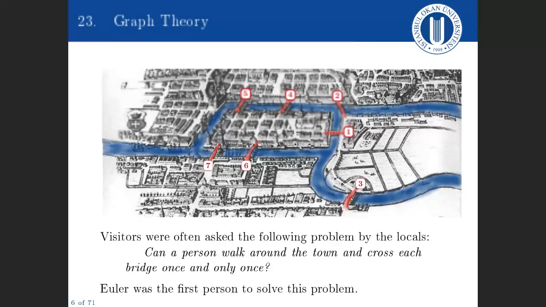The problem which visitors to the city were set by the locals is, can a person walk around the town and cross each bridge once and only once? Euler was the first person to solve this problem, and later today I'm going to explain how he solved this problem.